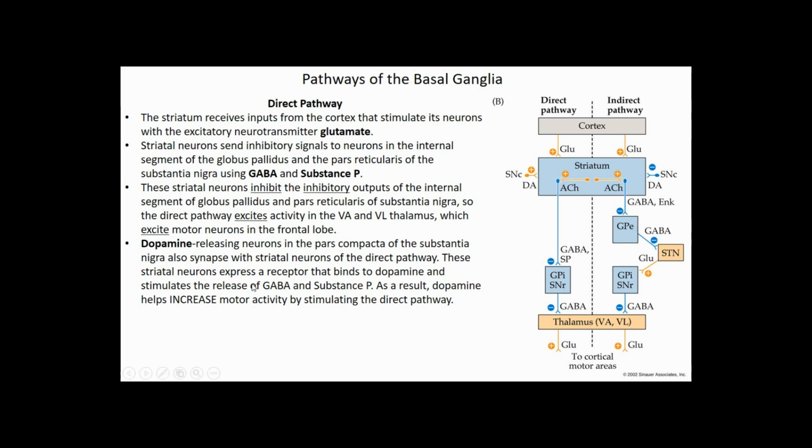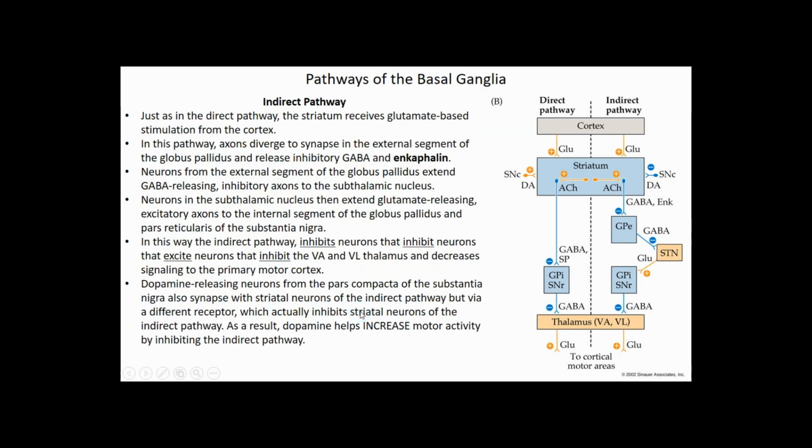Good? All right. Let's scoot on over to the indirect pathway, shown here on the right. So we start off the same way. We've got glutamate from the cortex going to the striatum. Now here, signaling through the indirect pathway is kind of interesting in that we start the same way. We've got GABA going to a slightly different target along with another new neurotransmitter called enkephalin. Now right here, that is not going to the same target.